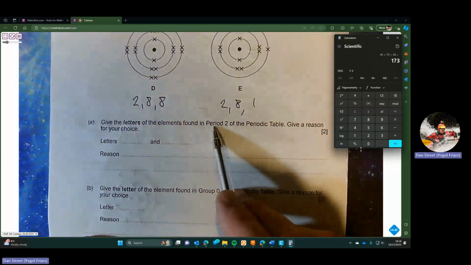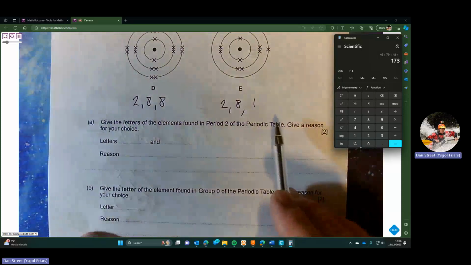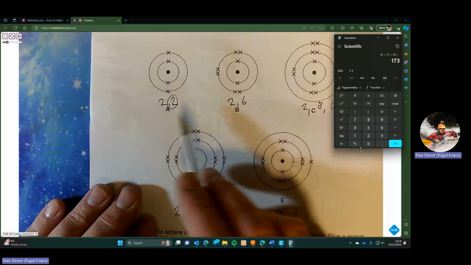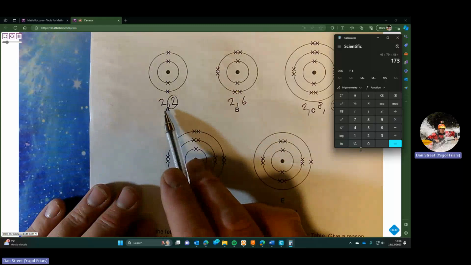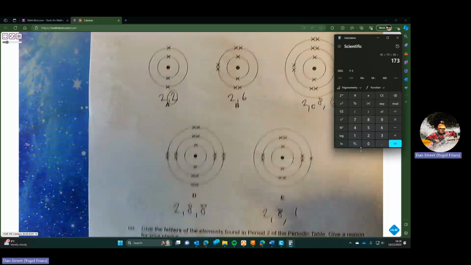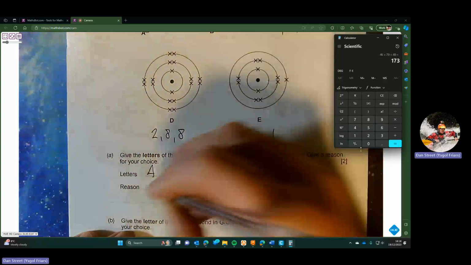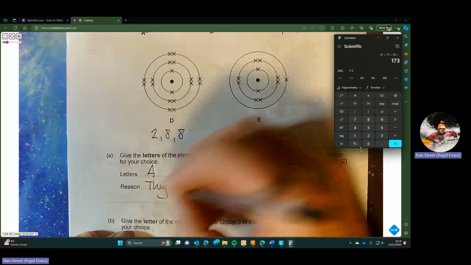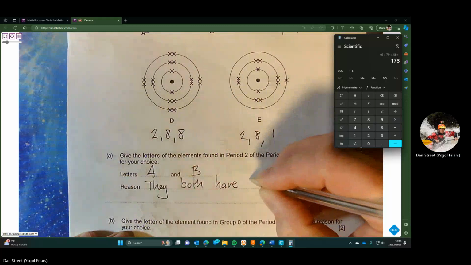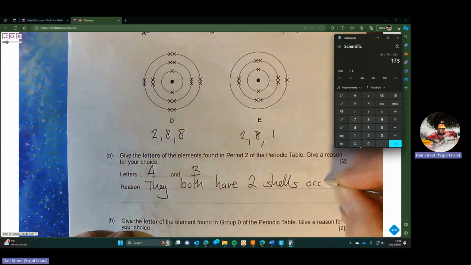Give the letters of elements found in period 2 of the periodic table. Okay, so period 2 is the second row. We've already established that these two here are in period 2 because they have 2 shells in use. So the answer would be A and B. And the reason is they both have 2 shells occupied by electrons.